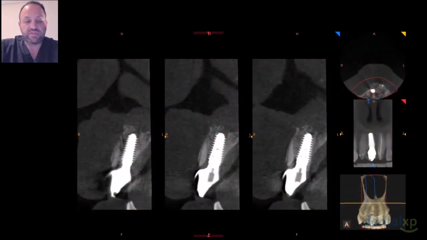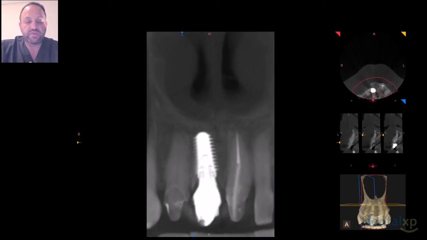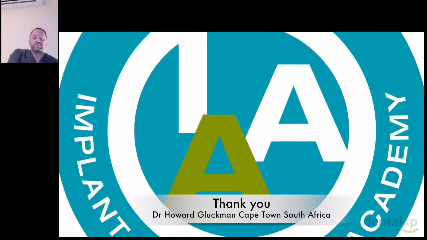And if you have a look, you can see there's space between the abutment and the crown. There's good space between the implant and the socket shield, and we should get a phenomenal result with this case.